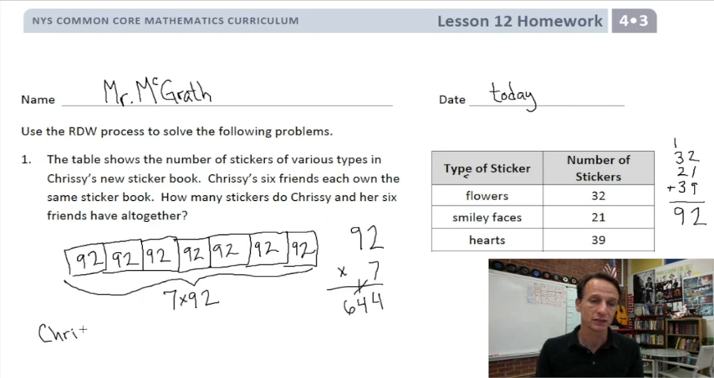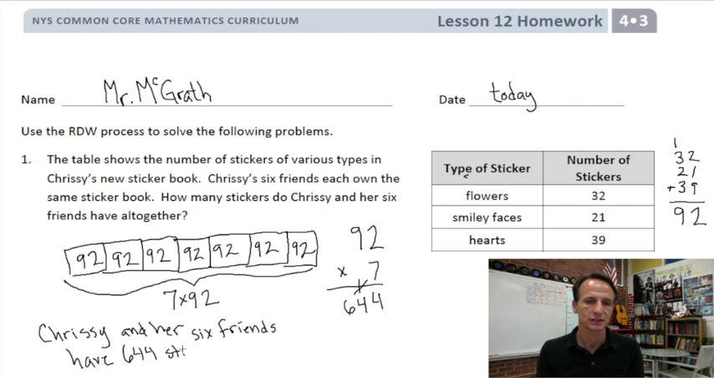Tricky, this one, huh? Right off with that, are there 6 or 7 people? Chrissy and her 6 friends have 644 stickers. Lucky girls, aren't they? Oh, I'm assuming they're all girls, it doesn't say. All right, well, look, not so bad there, eh? All right, so number 1 is done.